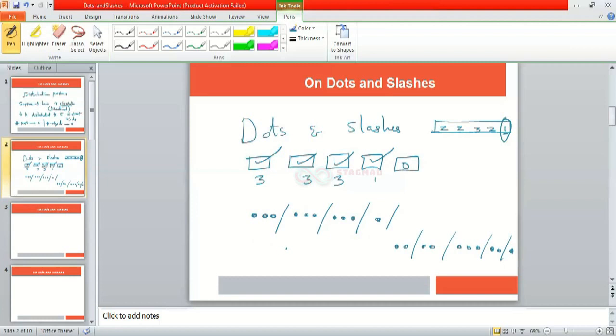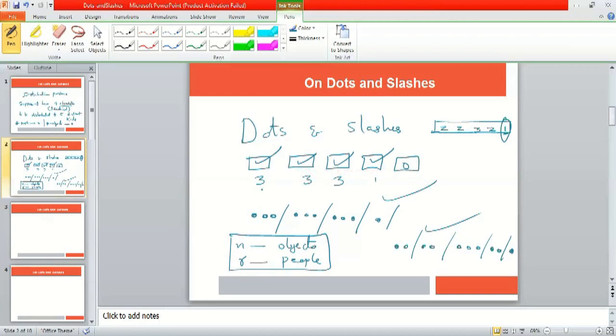So if I say R is the number of people, N is the number of objects, then I would like to arrive at a combinatorial formula to solve the distribution problem. Basically, how many such representations are available? How many different combinations of these dots and slashes can be formed?